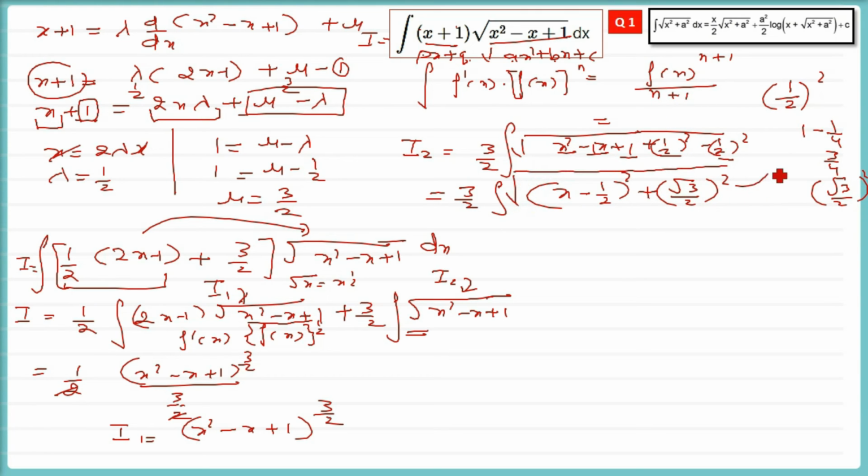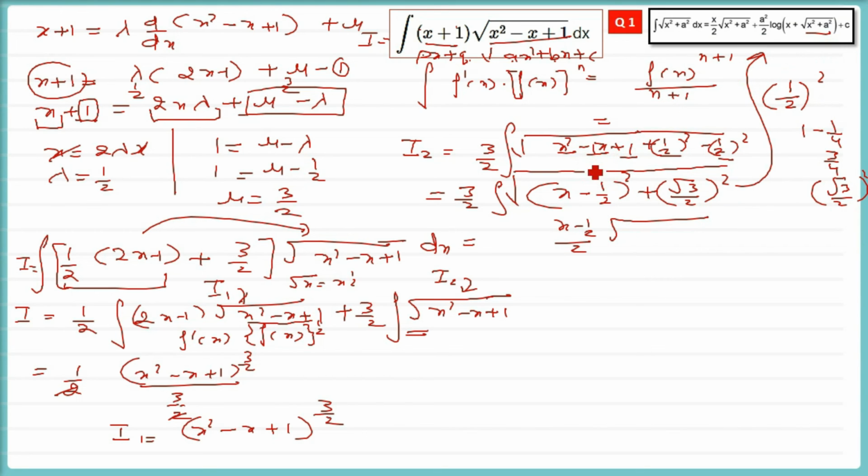Now do you see? This is under root x square plus a square, and the formula is already shown to you. It's x by 2 under root x square plus a square, plus a square by 2 log x plus under root x square plus a square, plus constant of integration. So let's write this. 3 by 2 will deal just now. So x minus half by 2, because it is x by 2, x is x minus half. Under root x square plus a square.